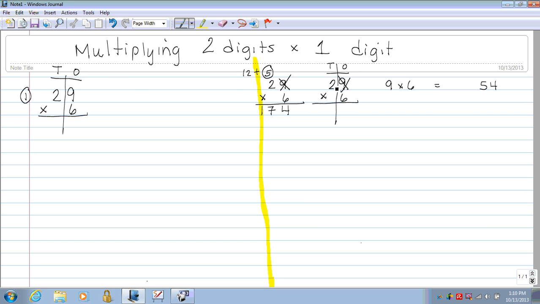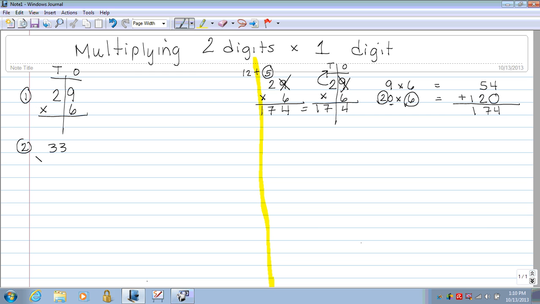But this 2 really is 2 tens. And the value of 2 tens is 20. So 20 times 6 equals. Now, last lesson, we learned when we multiply by multiples of 10, I take my 2 and 6, and 2 times 6 is 12. And I just need to add my 0. So now that product is 120. If I add these two add-ins, 4 plus 0 is 4, 5 plus 2 is 7, and 0 plus 1 is 1. So my product is still 174.